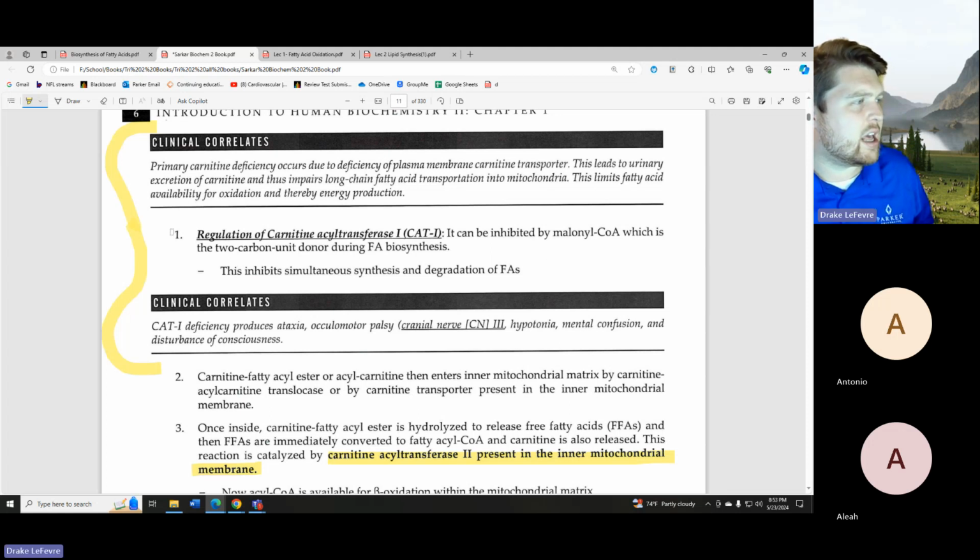Clinical correlation. A lot of times these become test questions. Keep an eye on this. More than likely, it'll have something about malonyl-CoA inhibiting carnitine acyltransferase 1.